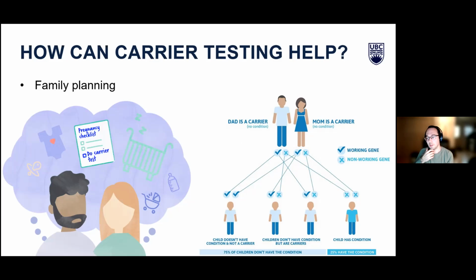And then it would be good to know for that child in their future, for family planning, that they could be a carrier, so they might want to do carrier testing in the future as well. So that's the main reason why we do carrier testing: it is centered around family planning.